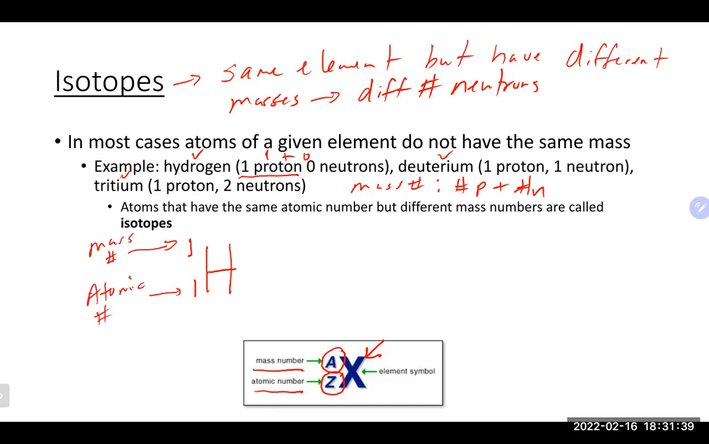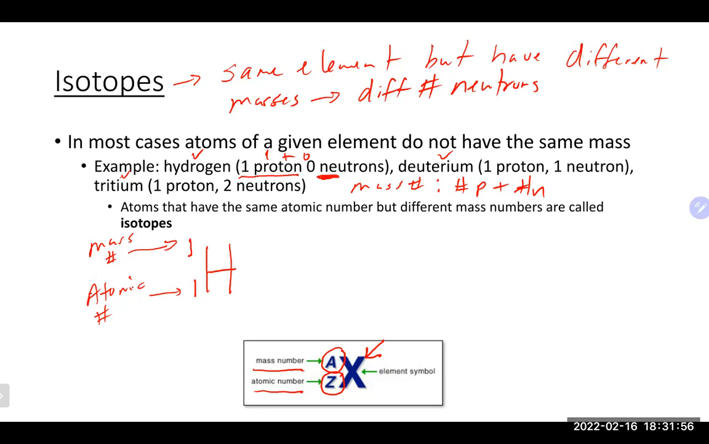If we take the top number and subtract the bottom number, 1 minus 1 is 0, and that will tell you how many neutrons it has, right? So if you see a symbol written like this, you can take the top number minus the bottom number, and it will tell you the number of neutrons in this case.